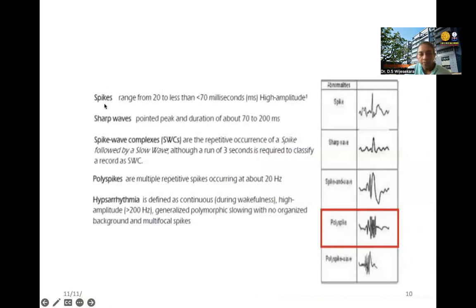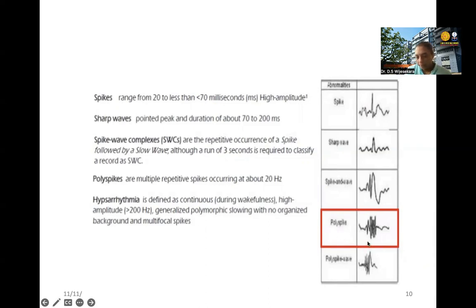And when it comes to EEG, there are several things that we have to know. The abnormal and the normal waves and patterns. So this is a spike. That means it's a very sharp and a tall waveform. Sharp wave is slightly broader and a little shorter than the spike. Polyspikes are many spikes in one go. And hypsarrhythmia is a chaotic pattern, a continuous pattern.